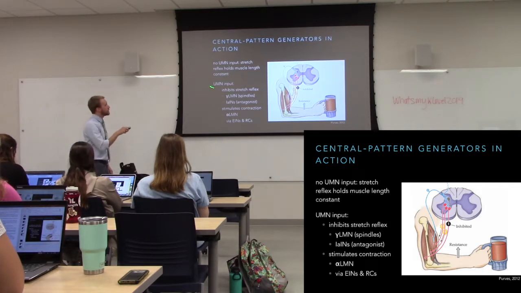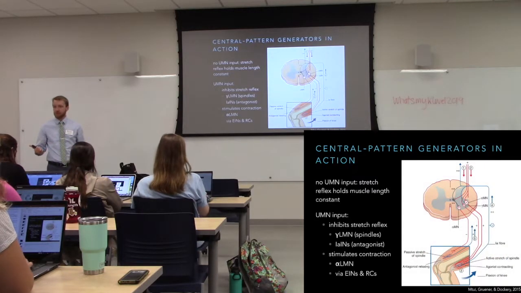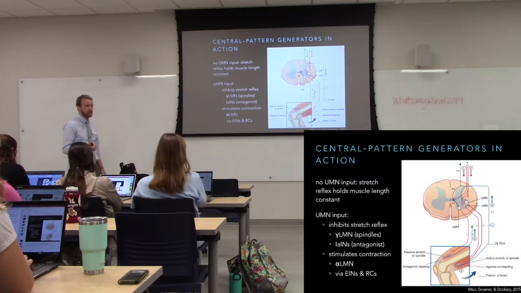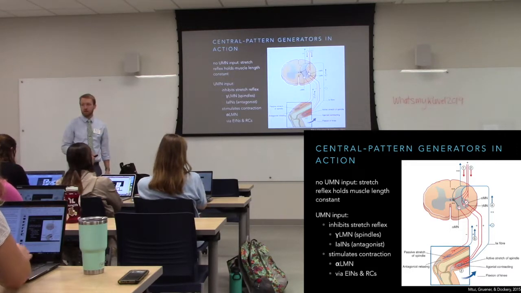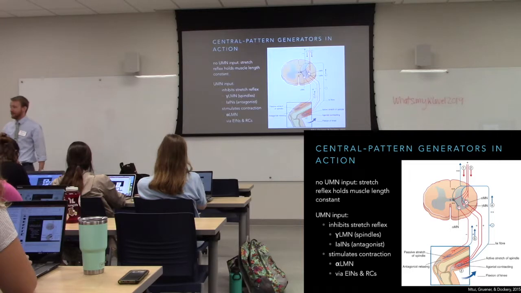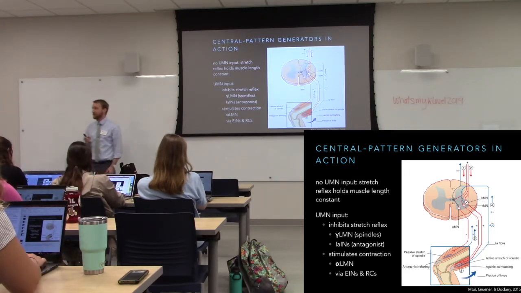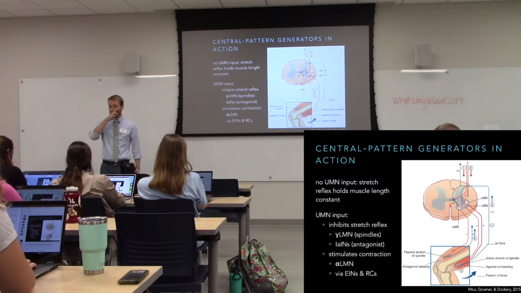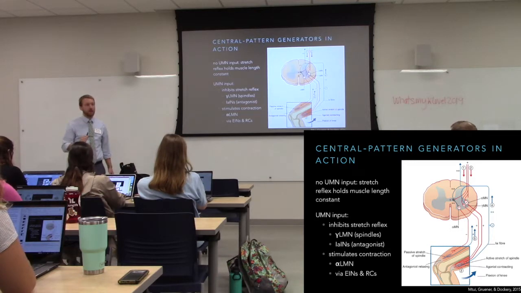So that upper motor neuron input is going to do two things. The first thing that it's going to do is stimulate gamma lower motor neurons. Why are those going to get activated first? They're small. That's why they're activated first. Higher resistance. Now they do innervate the intrafusal fibers. So what they're going to do is cancel out the stretch reflex. They first turn that off.